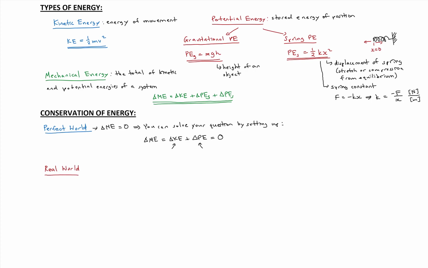Now we move on to what happens in the real world. So in the real world, the change in mechanical energy is not going to be equal to 0 because you can either add or take away energy from a system in most cases. This means there must be A, external work being done, and/or B, work done by friction on the system. So this would take away some energy from your total amount.